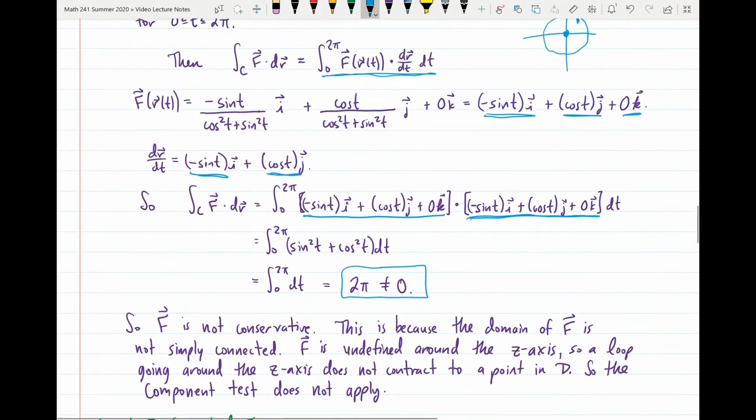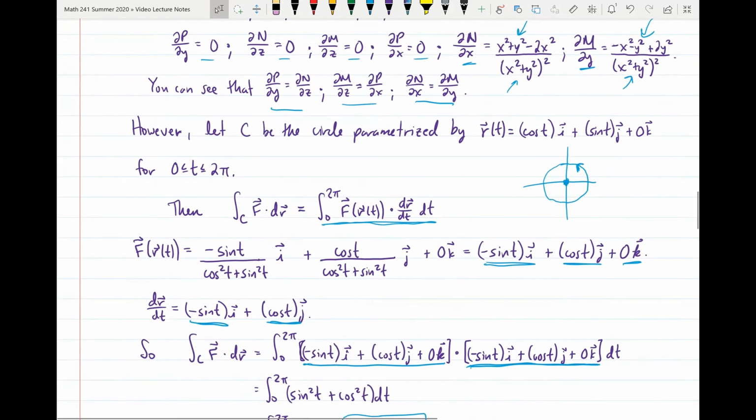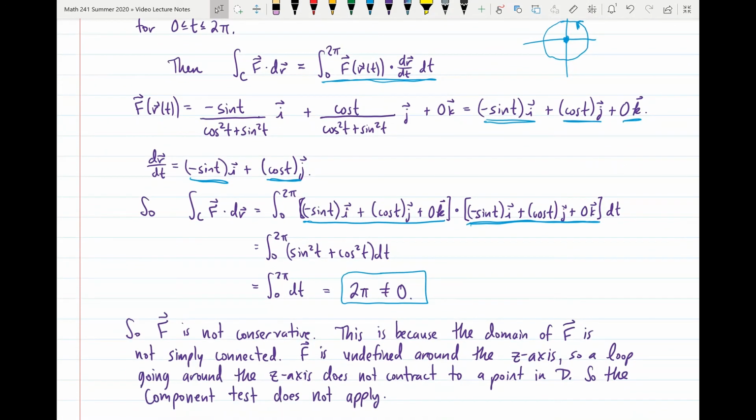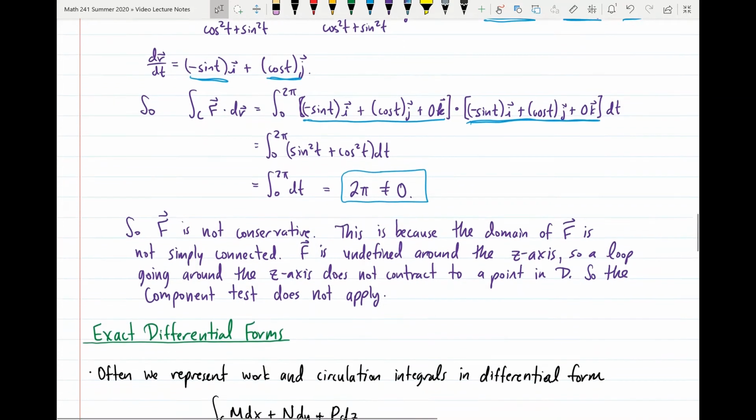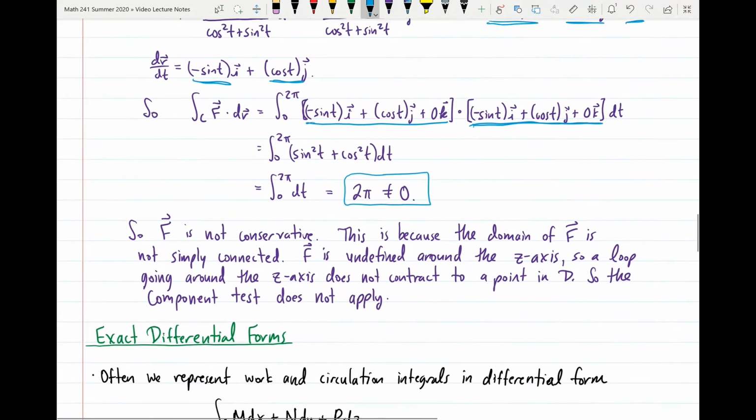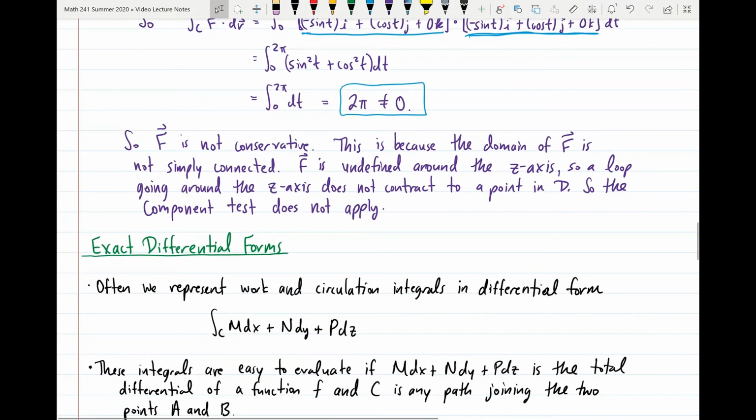So we just constructed a closed curve inside of the domain of our vector field f, such that when we take the integral of f over our closed curve, we do not get 0. And that implies that f is not conservative. But f satisfied all of the equations from the component test. So how can this be the case? And the reason is because the domain of f is not simply connected.